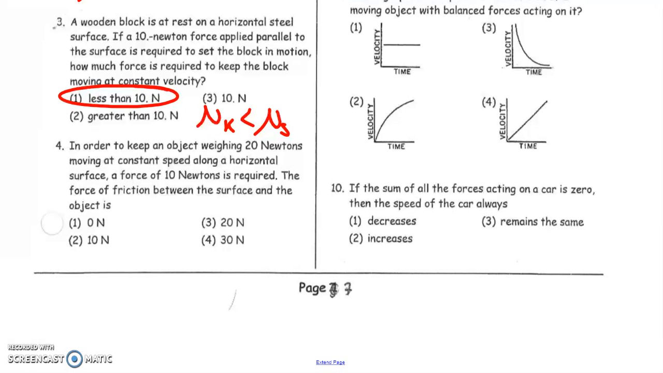All right. Number 4 here, in order to keep an object weighing 20 newtons moving at a constant horizontal speed, a 10 Newton force is required. The force of friction on the object is... So it's constant speed, so the applied force equals the frictional force, so we also get a value of 10.